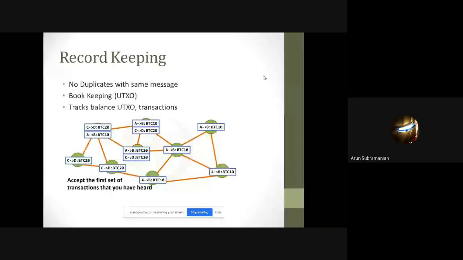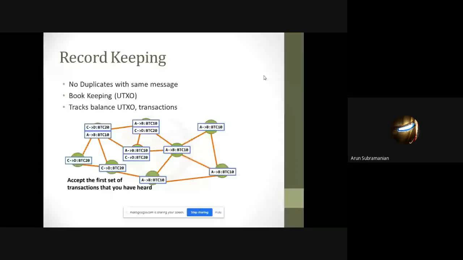Now we are going to see how we can do transactions and form blocks. Let's see how a transaction takes place, how the blocks are formed, and how an agreement happens between the nodes to keep the data in sync.